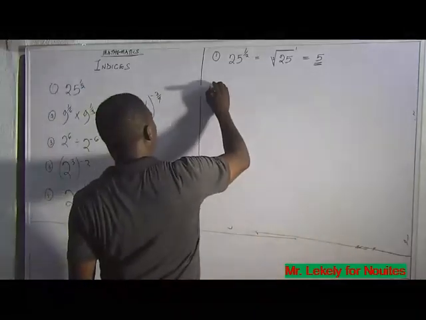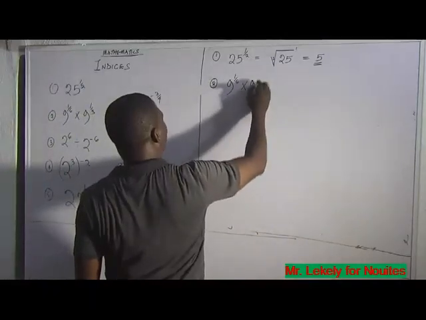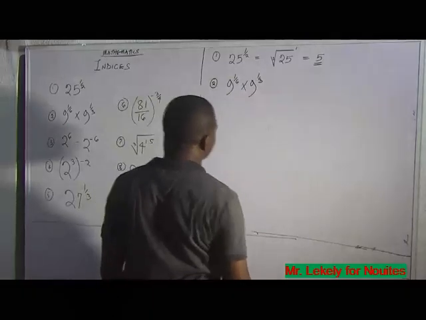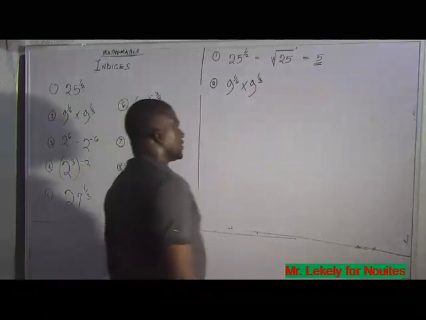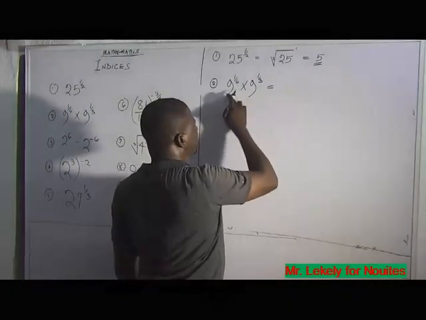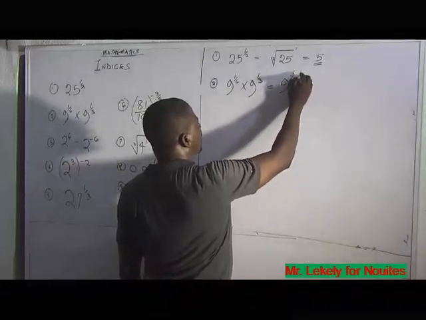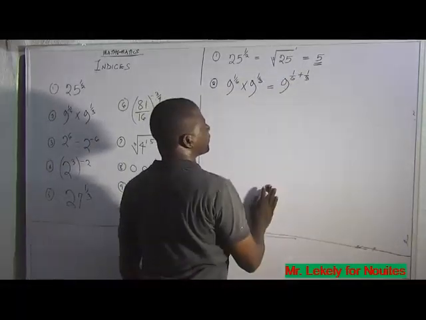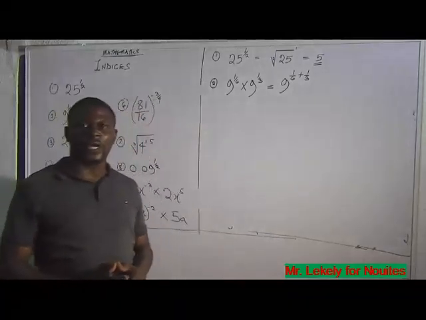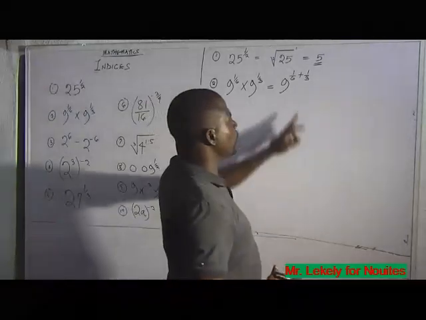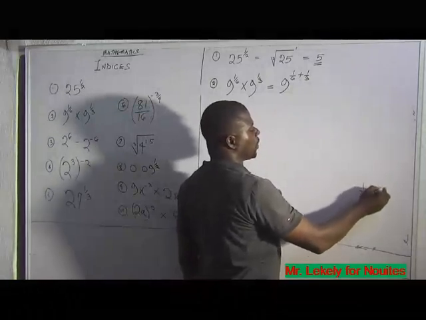Then number 2, you have 9 raised to power 1 over 6 times 9 raised to power 1 over 3. Of course, this is the first law of indices. Because they have the same base, pick one of the bases and add the powers. So 1 over 6 plus 1 over 3. If we check our previous class on fractions, I have told you how to add fractions. So as you have 1 over 6 and 1 over 3, now you can show the workings here.